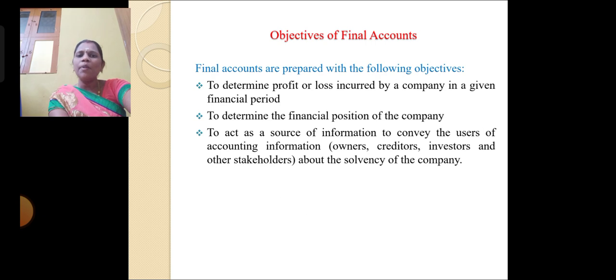With the help of final accounts, you can also act as a source of information to convey to the users of accounting information what the total current cash inflow and cash outflow of the company is. The information is given to the owner, creditor, investor or other stakeholders about the current situation of the company, that is, the solvency or insolvency position of the company, which can be easily found out with the help of final accounts.